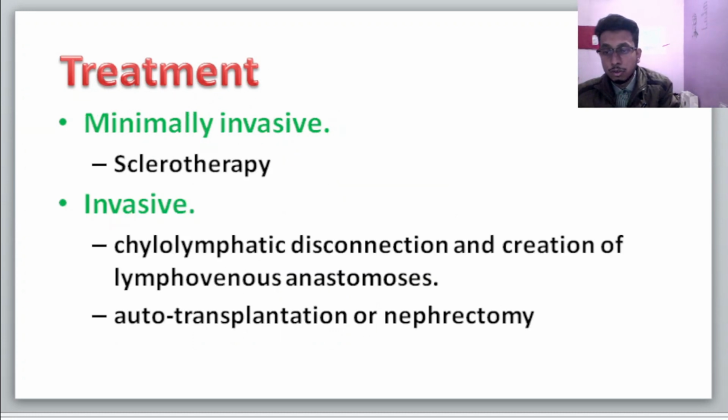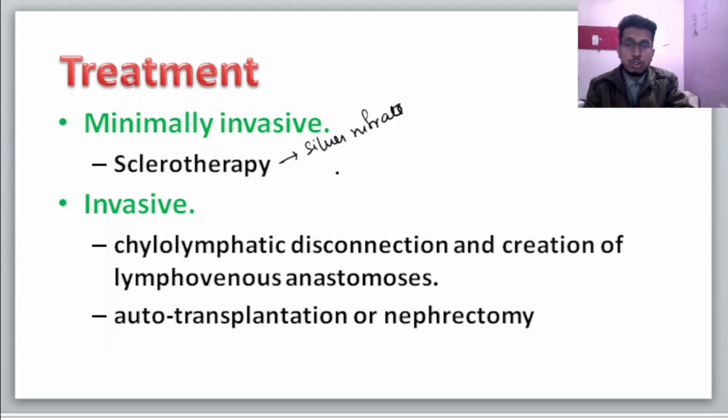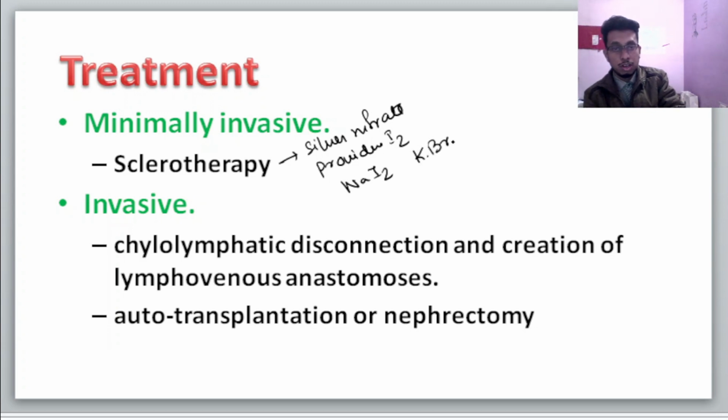Now coming to the surgical method. Surgical method involves the sclerotherapy. This is a minimally invasive technique and it is indicated in patients that have failed conservative or medical treatment. Many different agents have been used as sclerosing agents, such as silver nitrate, povidone iodine, sodium iodide, potassium bromide, dextrose, and hypertonic saline. Invasive surgery is considered in patients who have not responded to 2 or more courses of sclerotherapy. Overall, this invasive method has reported a 95% success rate.